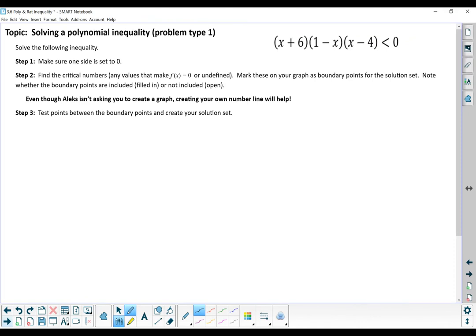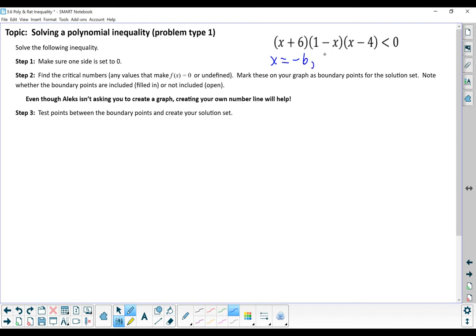All right, so the next ones are polynomial inequalities. So the last one only had 2 factors. The difference here is that you might have 3 or 4 factors, but the idea is the same. Make sure you have a comparison to 0. So we do have a 0 on the right there. Find your critical numbers. So our critical numbers are -6.